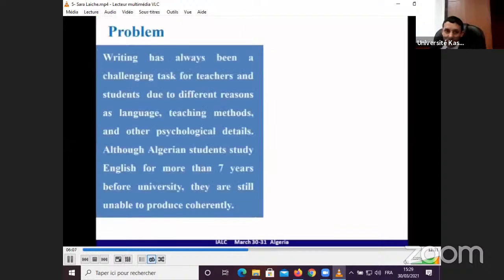The problem here is that writing has always been a challenging task for teachers and students due to different reasons. Maybe it's the language, the type of language is difficult for the learners. Maybe the problem is with the teacher. Maybe it is the learner or some psychological details. Maybe it's the method. Although students study English for more than 7 years before university, they are still unable to write coherently.